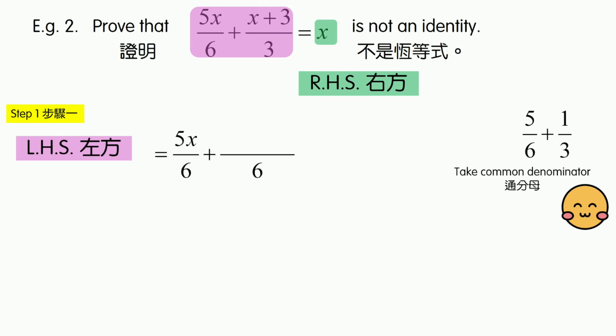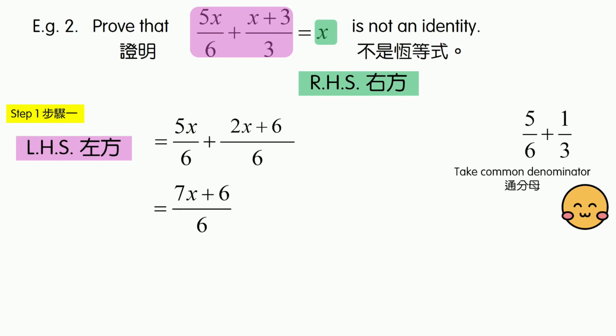The one on the left, we can keep it, 5x over 6. But the one on the right, we need to do an expansion. The denominator times 2 equals 6. The numerator, we need to do the same. Times 2 equals 2x plus 6. When the denominator is the same, this means we can add them up together. We get 7x plus 6 on the top.